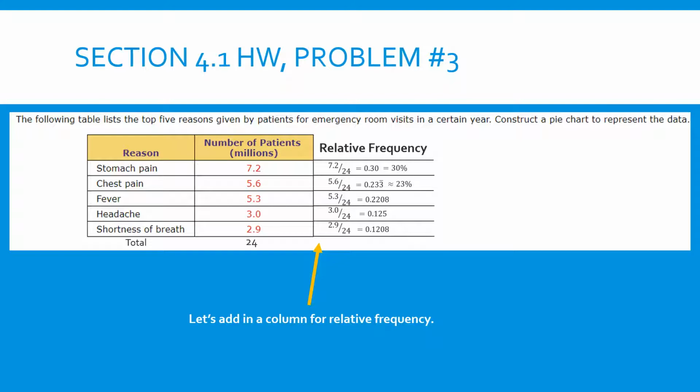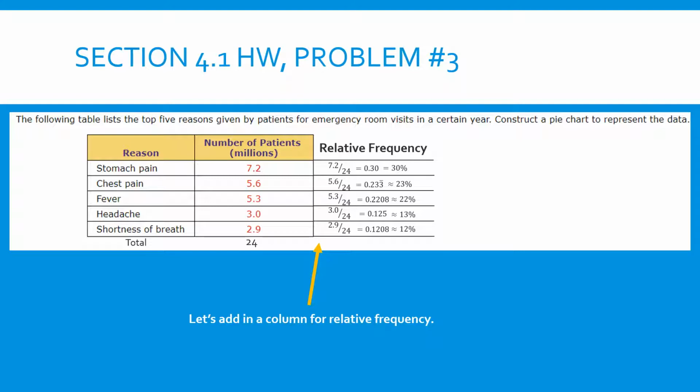0.233 becomes approximately 23%. I'm just rounding to the nearest whole number. So 23.3 is approximately 23%. The next one is approximately 22%. Then we have 0.125, that would be 12.5%, which is approximately 13%. And then 0.1208, that's 12.08%, which is approximately 12%.